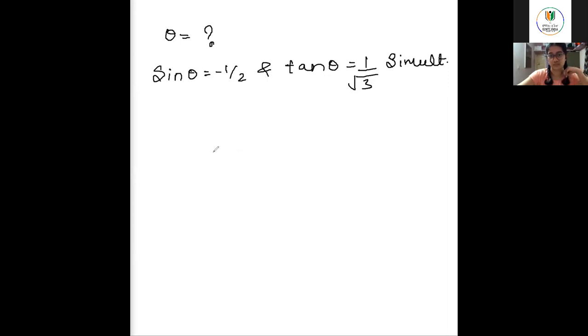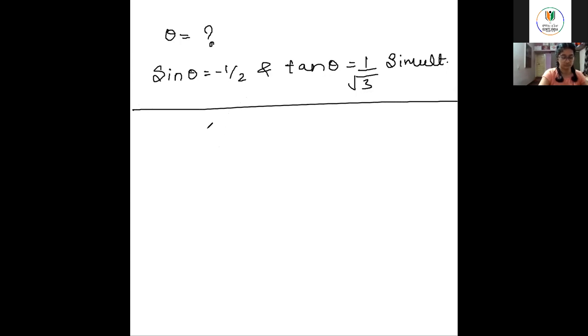Done? What is the answer? 7 pi by 6. Good. Everybody got 7 pi by 6? Yes, ma'am. Okay, good. Now, let's solve the types. So these were the ones that I had just shown you, the very basic ones, correct?